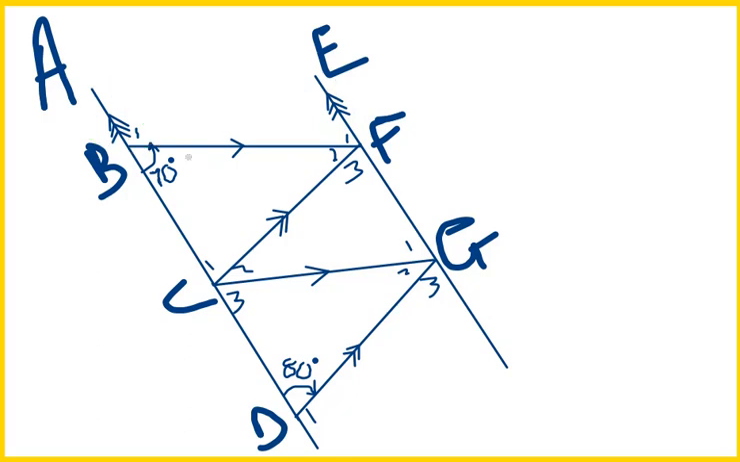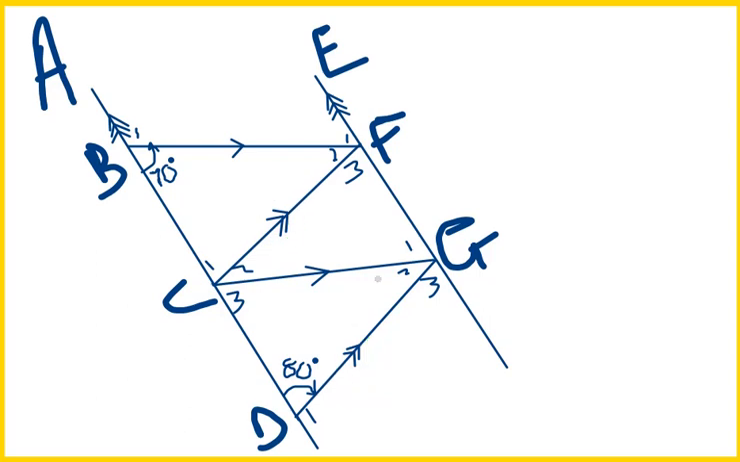We also have that BF is parallel to CF. So they are parallel only to each other because of the number of arrows on those lines. Then we also have that CF is parallel to DG because they have 2 arrows on the line, and they are parallel only to each other.